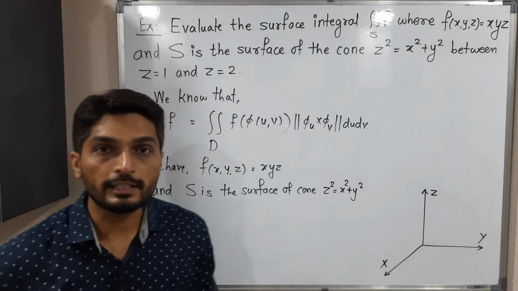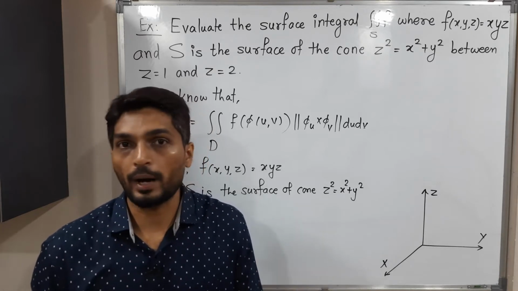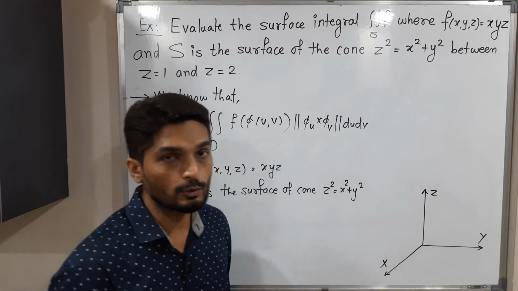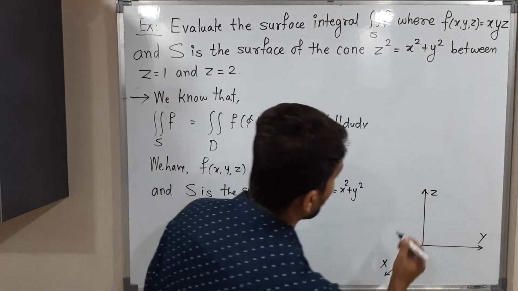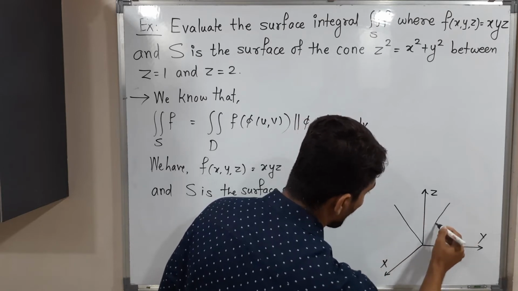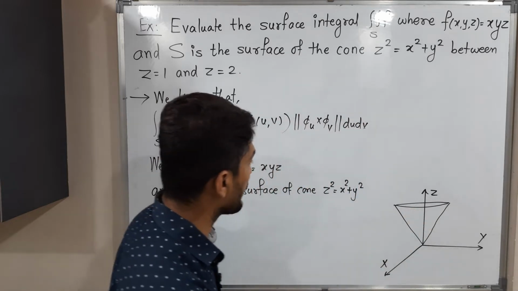If I put z is equal to 0 and solve it, we will have x is equal to 0, y is equal to 0. That means the cone passes through the origin 0, 0, 0. So let me draw a rough sketch of a cone. It will be like this. So this type of cone we have.